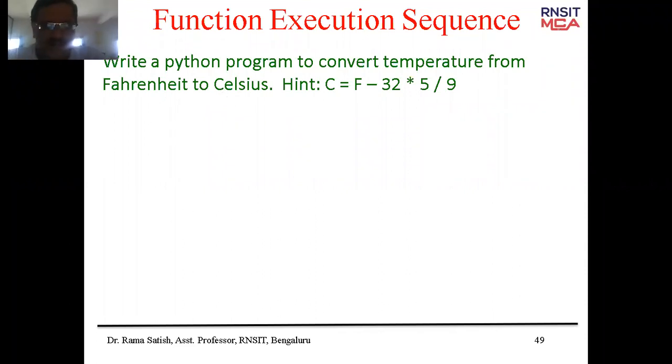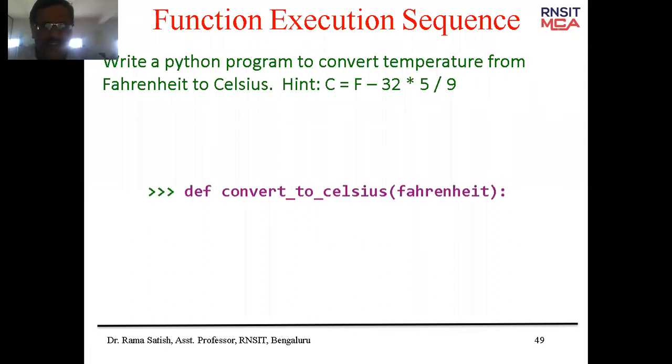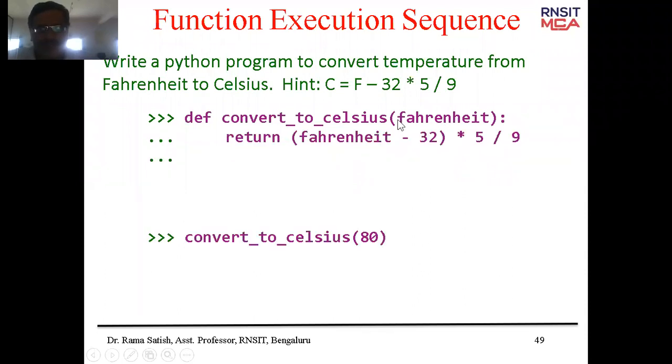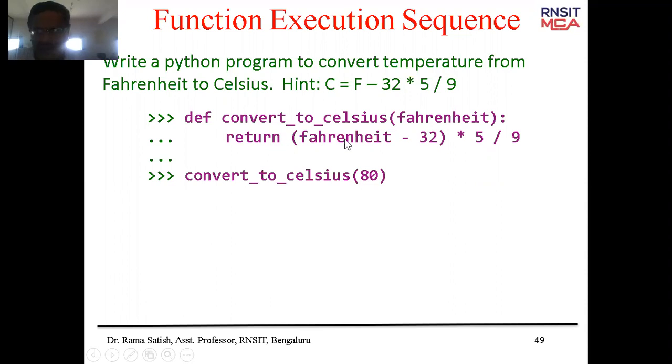So that is the reason I am giving this. Celsius is equal to (F minus 32) into 5 by 9. What you are writing in that function is: you define the function def convert_to_Celsius, which is the name of the function, and you pass Fahrenheit. This Fahrenheit has to be converted into Celsius. So you calculate Fahrenheit minus 32 into 5/9, and give the returning value.